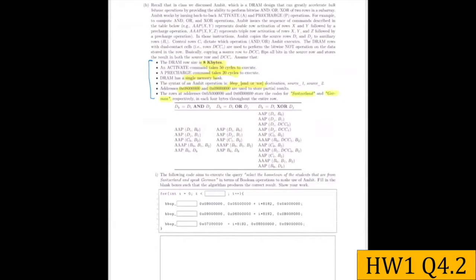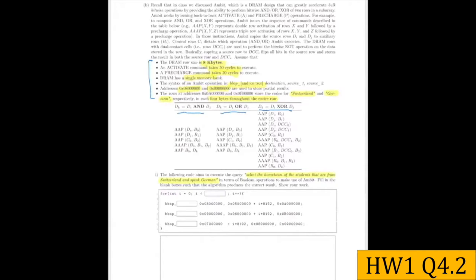And also it says that each of those elements is stored in 4 bytes throughout the entire row. So over here we have the sequence of AAPs that are used to do Ambit AND operation or XOR operation, right? And then the question starts. The following code aims to execute the query that you were trying to accelerate before: select the hometown of students that are from Switzerland and speak German, in terms of Boolean operations to use Ambit. So it asks you to fill the boxes such that the algorithm produces the correct result. There are 4 boxes here.